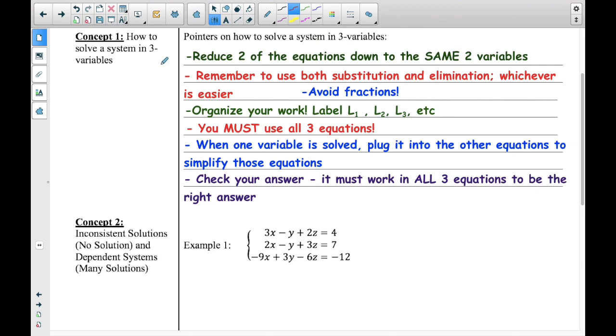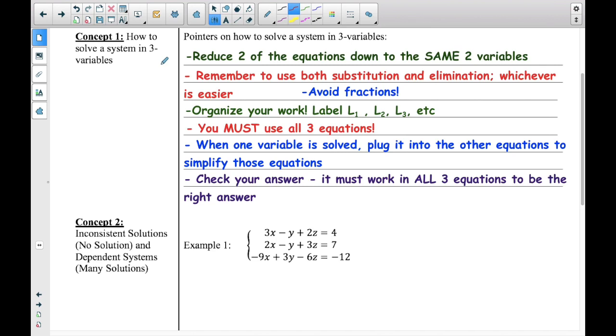Now, which variables? It just depends on the situation. Sometimes the y's drop off easier. Sometimes the z's drop off easier. So just do whichever one you can with one of the equations, one of the variables, and then go back to the other equations and try to solve for those same two variables. Then you can just do your regular elimination or substitution from there.